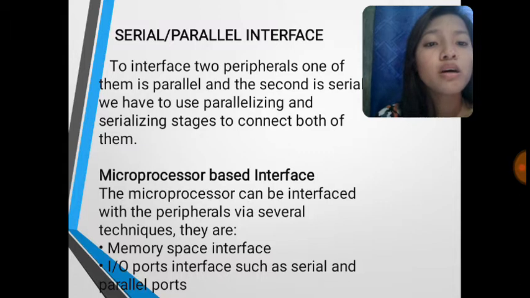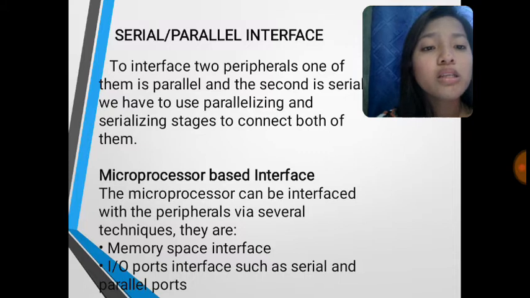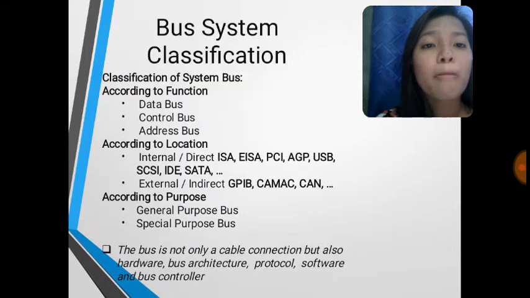Microprocessor-based interface. The microprocessor can be interfaced with the peripherals by several techniques. They are memory space interface and I/O port interface, such as parallel ports.